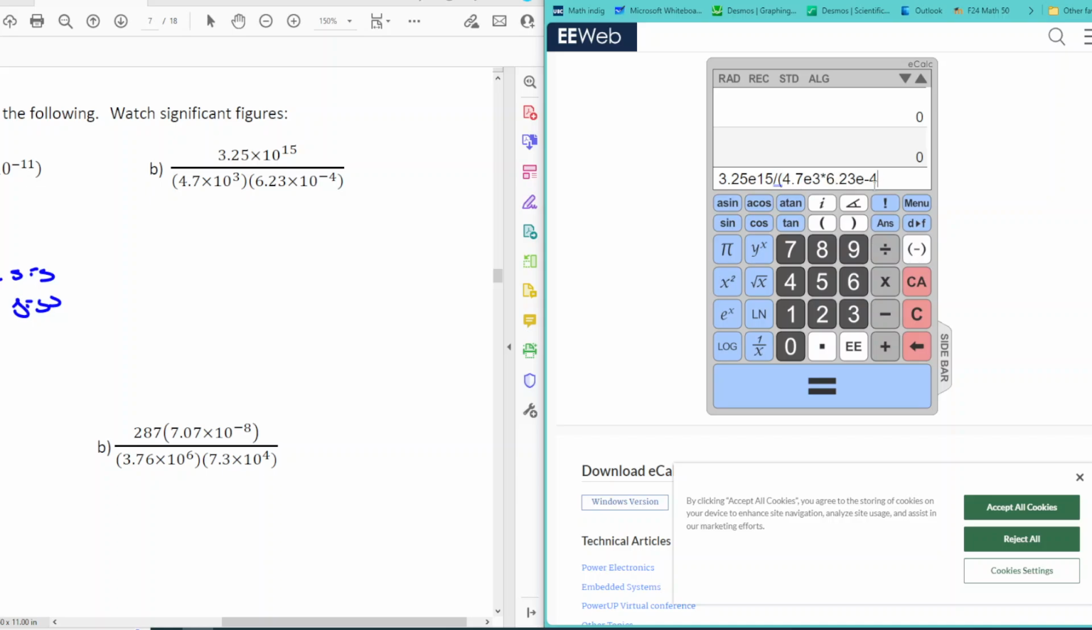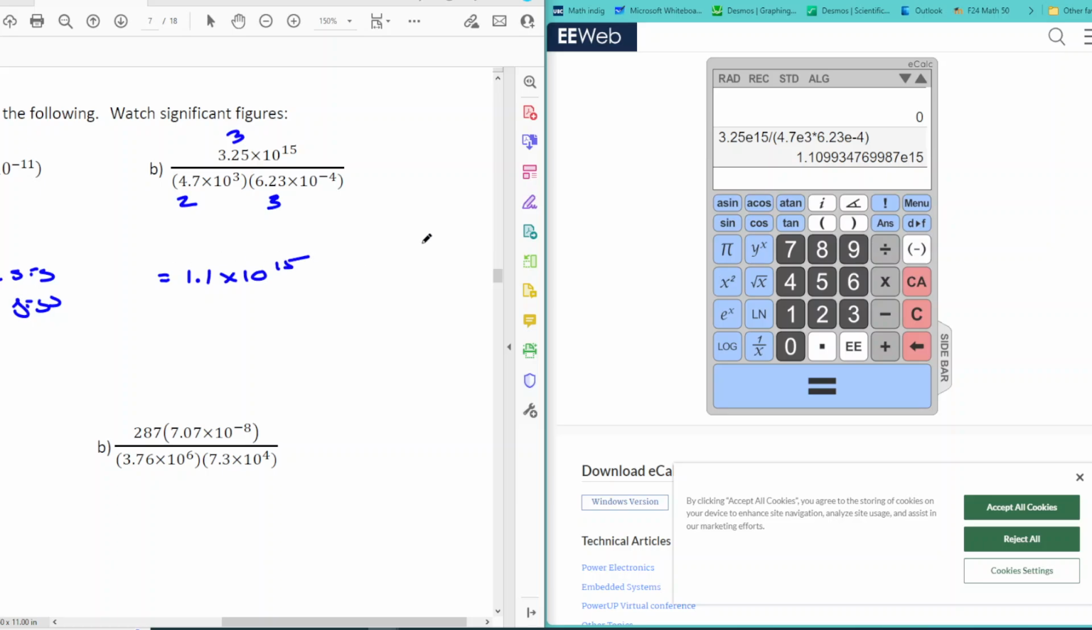I can tell my calculator, hey, I'm doing 3.25 times 10 to the 15 divided by this operation of 4.7 times 10 to the 3 times 6.23 times 10 to the negative 4. This will give me the right answer. Now let's just record our answer. So this is 3 sig figs, 2 sig figs, 3 sig figs. So we're going to answer to 2 sig figs. So 1.1 times 10 to the 15.